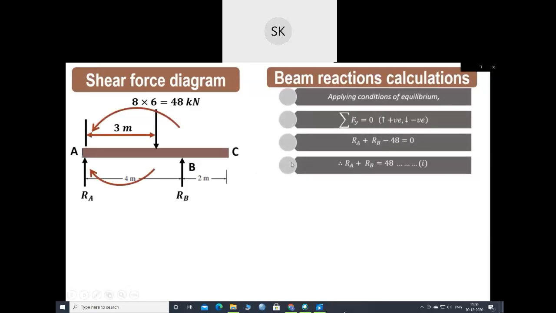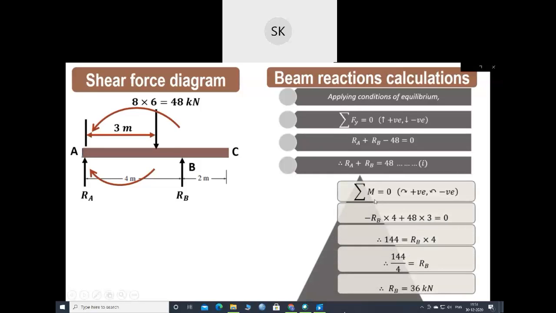Applying the conditions of equilibrium, the first condition is summation of forces in y direction is equal to 0. Upward forces we have considered as positive, whereas downward forces we have considered as negative. So RA is positive, acting in the upward direction, and RB is also positive. 48 kilonewton is acting in the downward direction, so it is negative. So RA plus RB minus 48 is equal to 0. Transfer this negative term to the other side, so it becomes positive. This is our first equation.